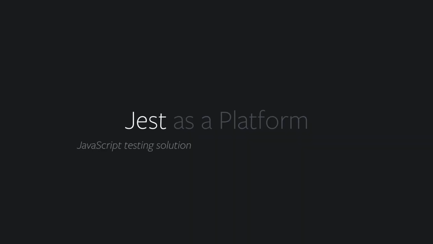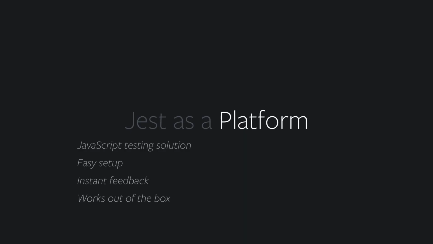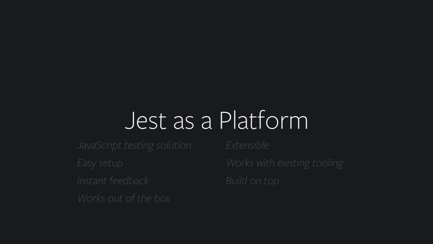Jest is a JavaScript testing solution which focuses on being easy to set up, providing instant feedback, and making sure it works out of the box. And what do we mean by platform? By that we mean something that is extensible, that works with your existing tooling, and that allows you to build on top of. So to better understand what we mean by Jest as a platform, we first need to understand what Jest is strongest at, which is testing.